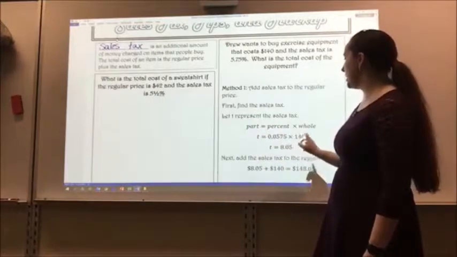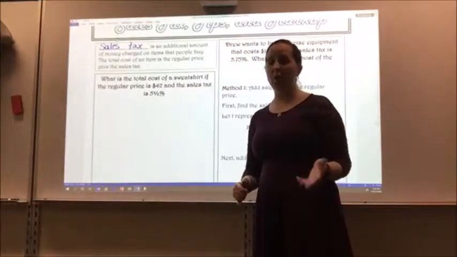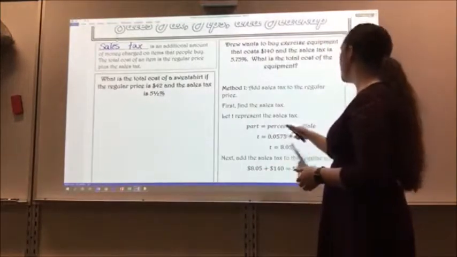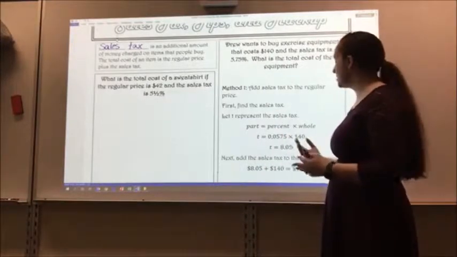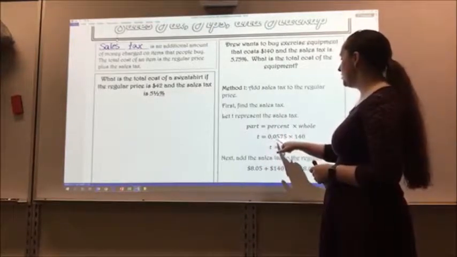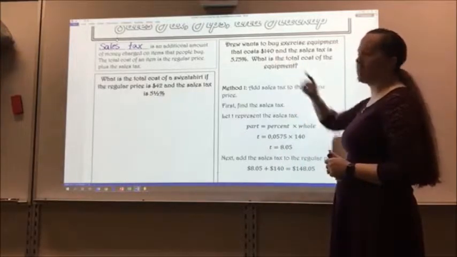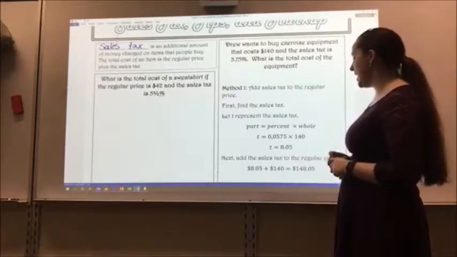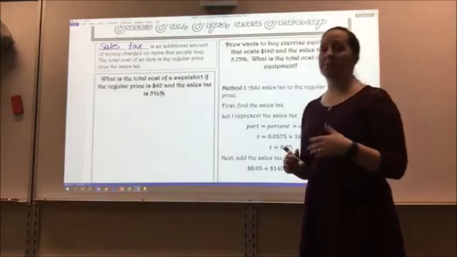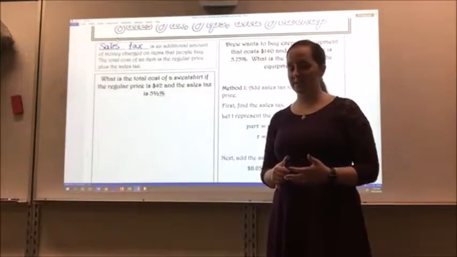Part equals percent times whole. Remember that setup from when we did equations. So T is my part, that's my sales tax. I'm going to take 0.0575 times 140, because that's the cost of my equipment, and multiply. That gives me $8.05. So the sales tax is $8.05.